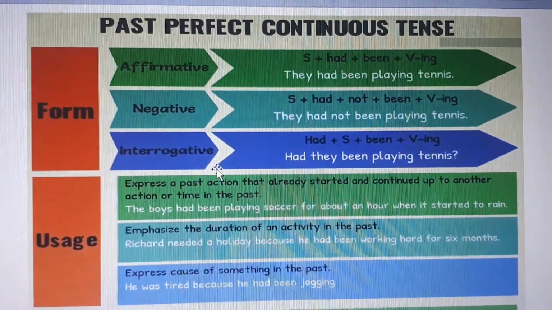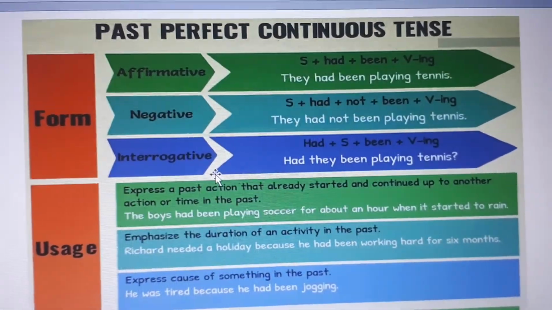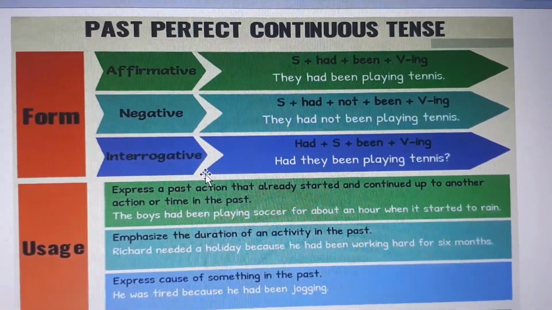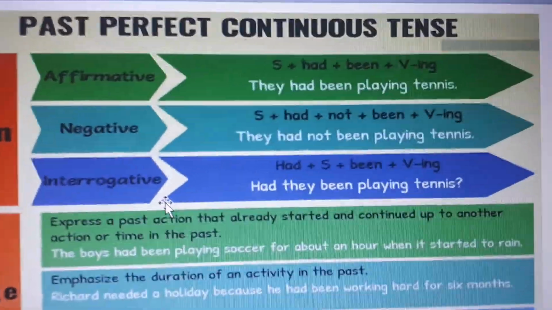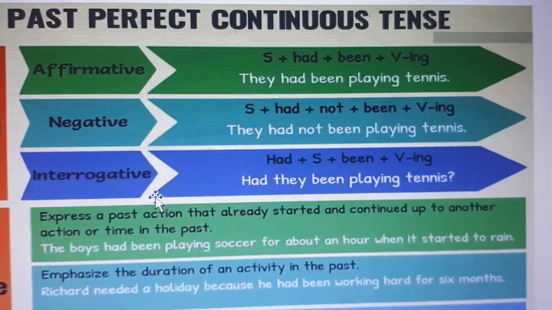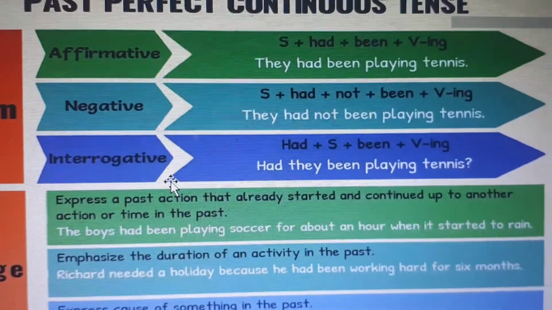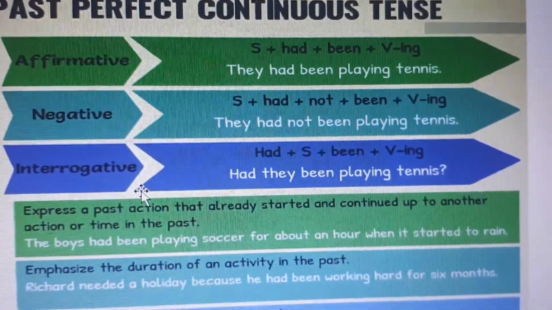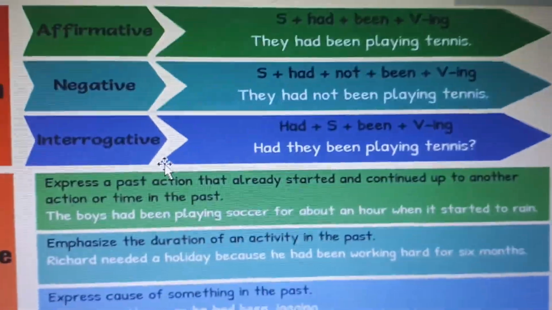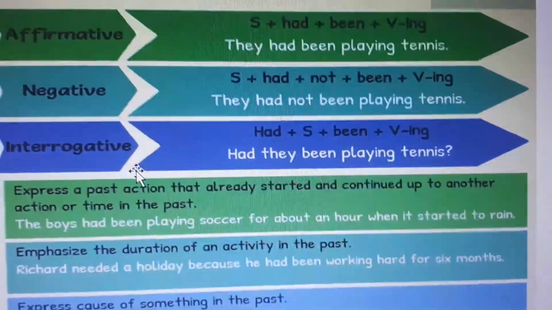Past perfect continuous, remember that continuous or progressive is the same, okay? So the form, we can have it in affirmative, negative, or interrogative form, okay? And we have the example. They had been playing tennis. We have the subject, then had plus been plus the action with ing. In negative, they had not been playing tennis. The negative goes in the auxiliary, okay? In the question, the auxiliary goes first, as you know. Had they been playing tennis?